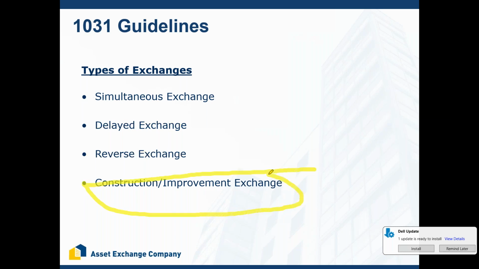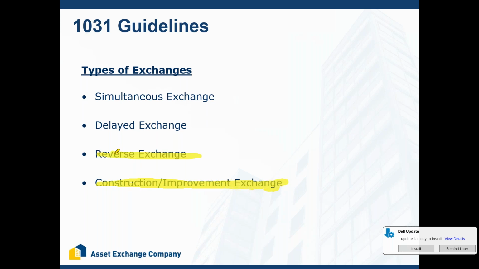And then our final exchange, which is a construction improvement exchange. Again, a more expensive and complicated transaction, but with a construction improvement exchange, you are allowed to use 1031 exchange dollars to build or improve a property. All right, so you can actually use 1031 exchange tax deferred dollars to build a property. But there's a lot of strings attached, and you've got a time frame, which is really challenging to build with it.